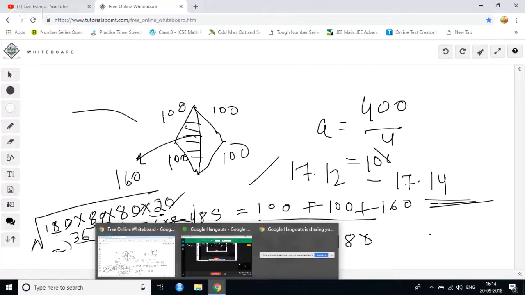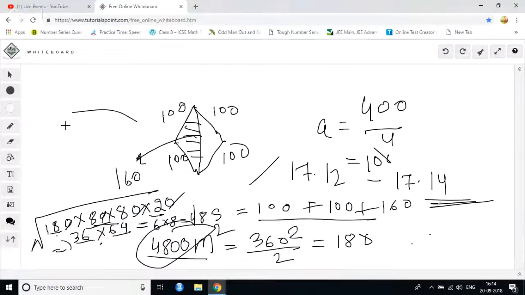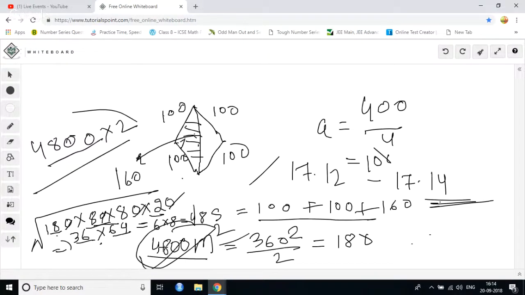No, Shraddha, each gets 4,800. The area of this half triangle is 4,800. The area of the complete rhombus would be 4,800 into 2. But it has been asked how much each of them will get. Each of them will get 4,800. So 100, 100, 160: the area comes out to be how much? 4,800. So each of them gets 4,800.